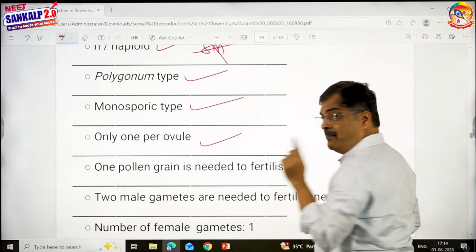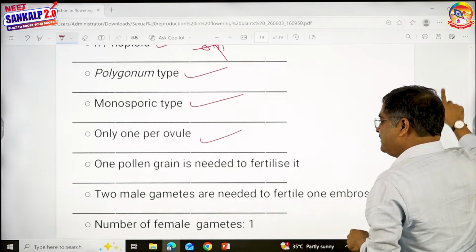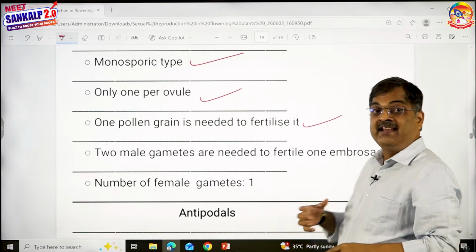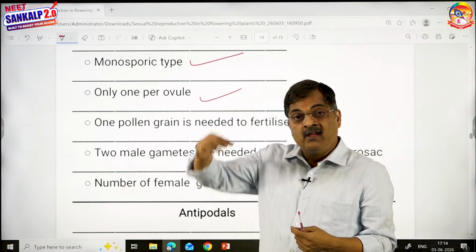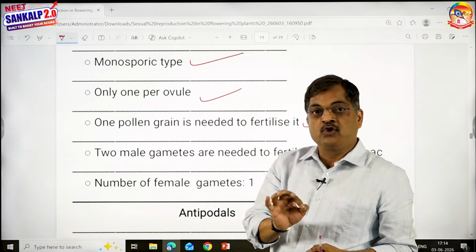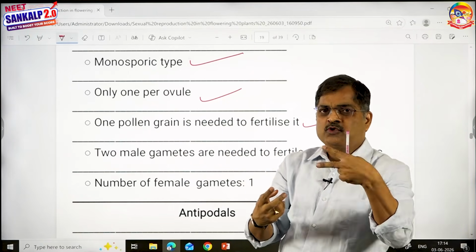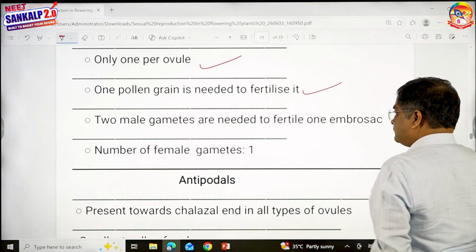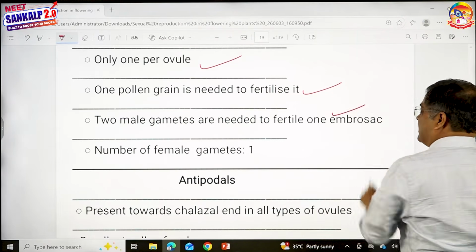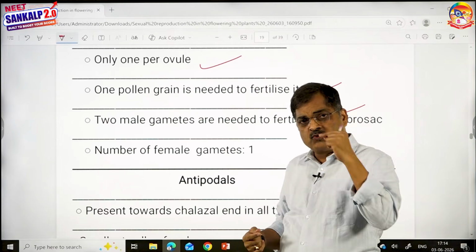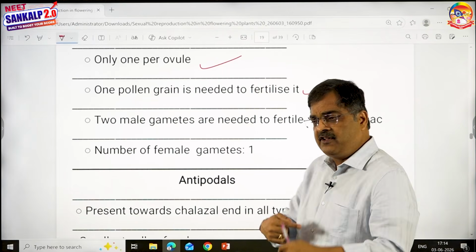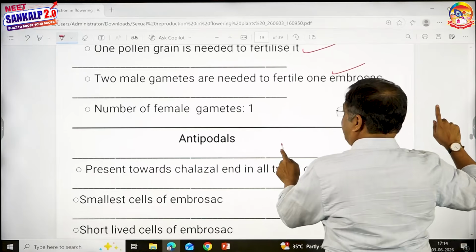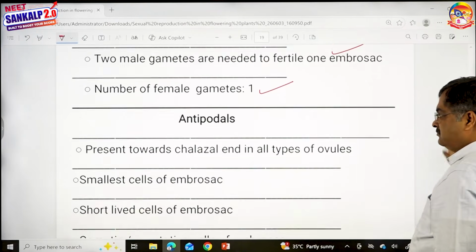And only one embryo sac will be there in one ovule. Only one pollen grain is needed to fertilize one ovule. Why? One sperm fuses with the egg, the other sperm fuses with the 2 polar nuclei. 2 sperms will be there inside a pollen grain, so one pollen grain is enough. The 2 male gametes are needed to fertilize one embryo sac. Why? Because one male gamete fuses with the egg, the other with the 2 polar nuclei. The number of female gametes will be 1.